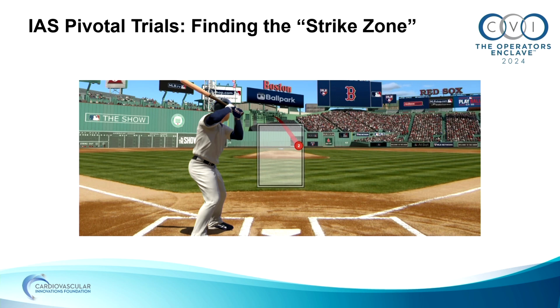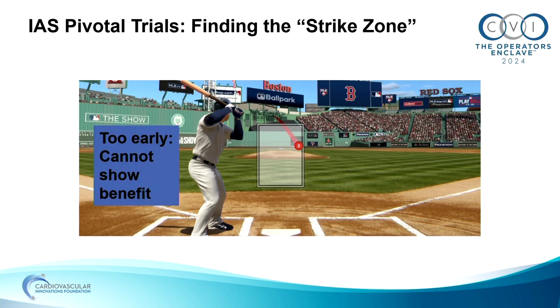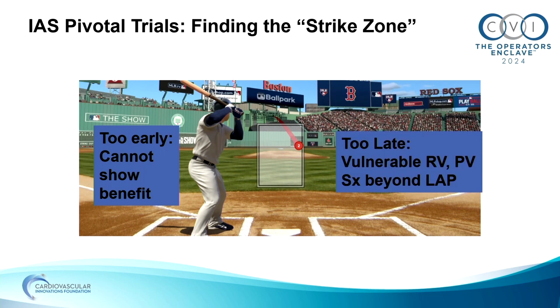So I think the entire space can be illustrated by this. We're trying to find the strike zone. Can you decompress the LA without overloading the LV and the pulmonary vasculature? If you're too early, you can't show any benefit because the patients will do too well. If you're too late, there's a vulnerable right ventricle, vulnerable pulmonary vasculature, or symptoms that go beyond left atrial pressure elevation by all the other comorbidities.